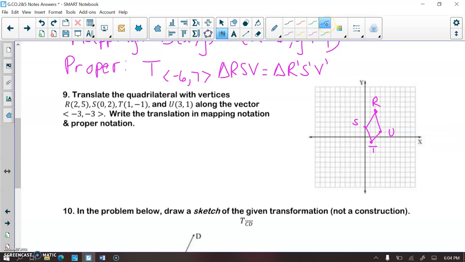And to translate it along the vector -3, -3, what that means is I'm going to move it 3 to the left and 3 down. So R moving 3 to the left and 3 down. That puts me right here for R prime. S moving 3 to the left and 3 down. Puts me right here. T, 3 to the left and 3 down. Puts me here. And U moving 3 to the left and 3 down, puts me here. So this is what my new figure looks like.